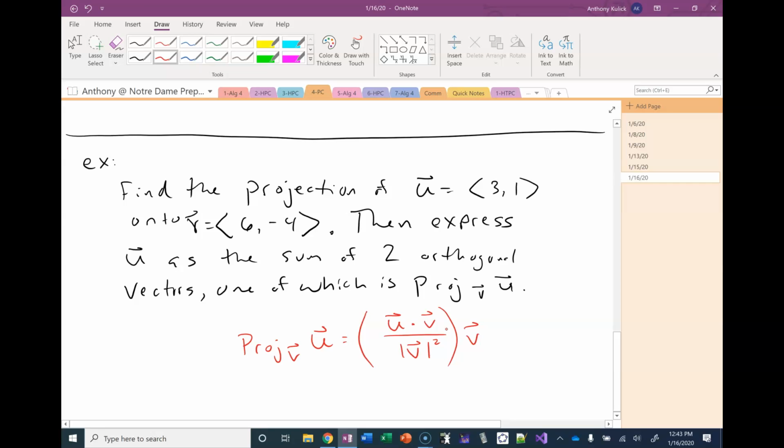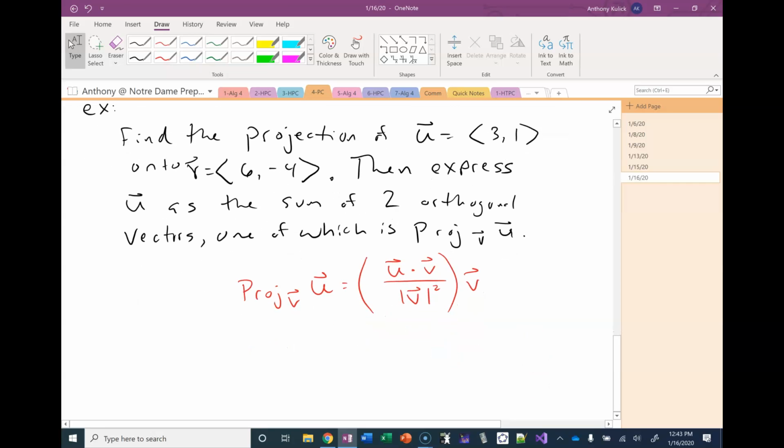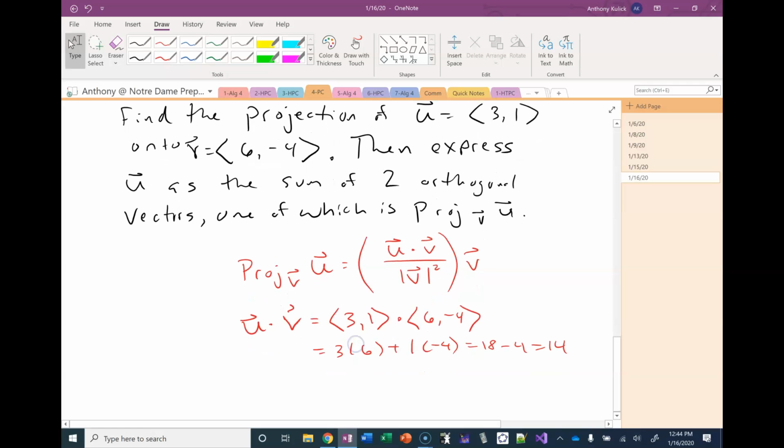So this is my formula for a vector projection. I'm going to do this in two parts. First thing I'm going to do is calculate u dot v. So I'll substitute in for vectors u and v. And then for the dot product, we multiply the x components together, and then multiply the y components together, and then add them up. Everybody okay there?